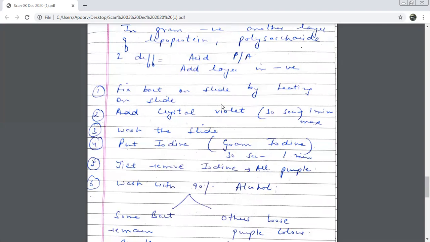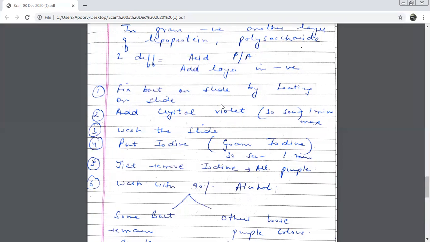What is the first step that you need to do, beta? Fix the bacteria on the slide by heating. Yes, the heat fixing process. Come to the next one now. What is the second step that you'll do? Adding crystal violet. Yes, we will add crystal violet and then we'll wash the slide.